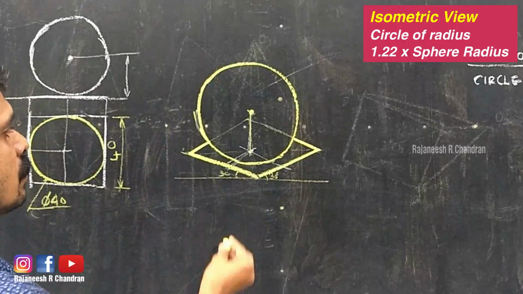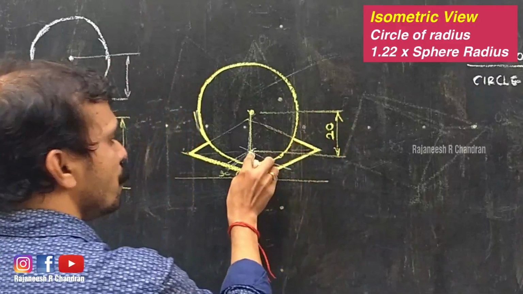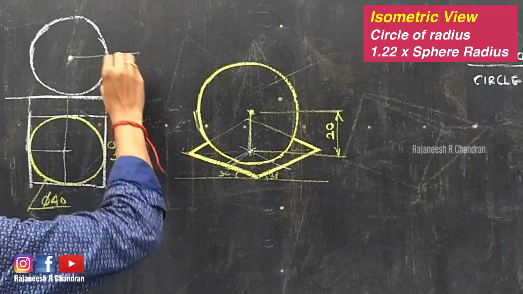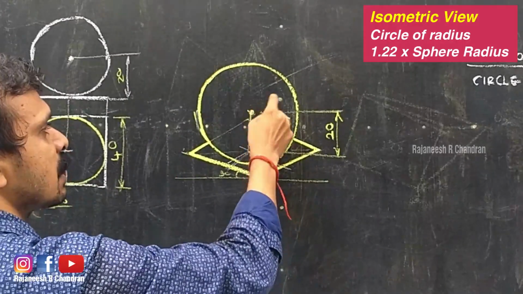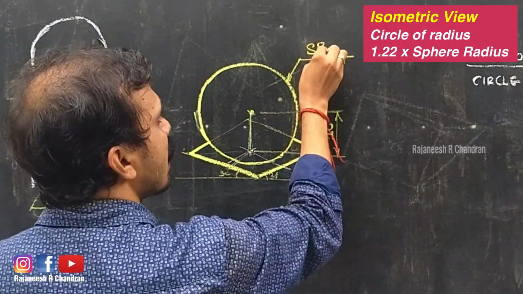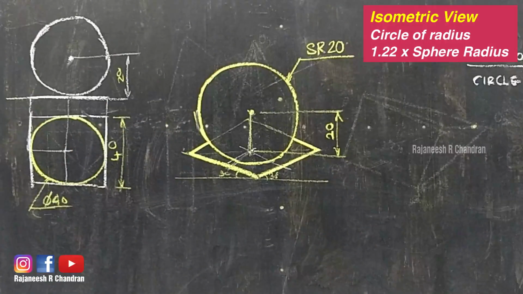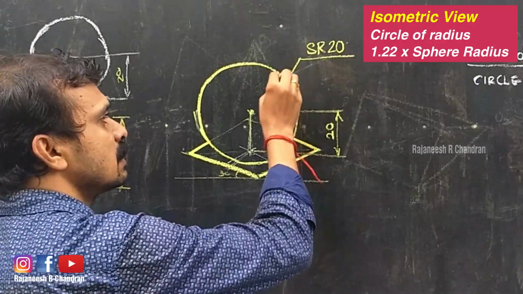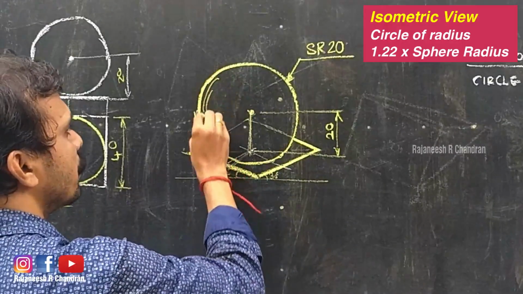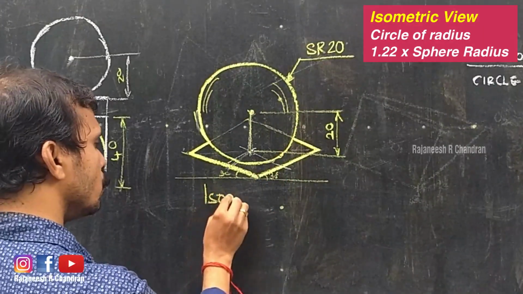I think you understood. So we know that this distance is radius 20. We have the center position of the lamina. From that center, the distance is 20. So with the 20, we can locate the center of the circle, and from that center we can draw a circle having a radius 1.22 into sphere radius. Here the sphere radius is 20, and the dimension should be indicated like this: sphere radius 20. For a 3D appearance you can draw two lines like this. So this is the isometric view.